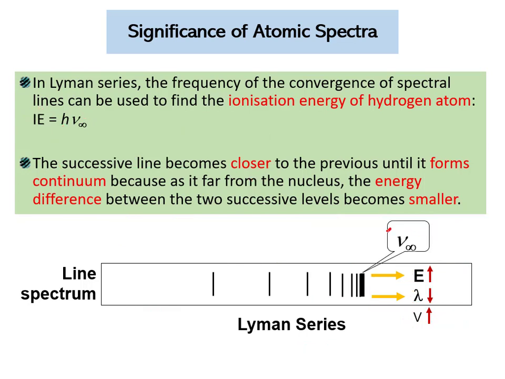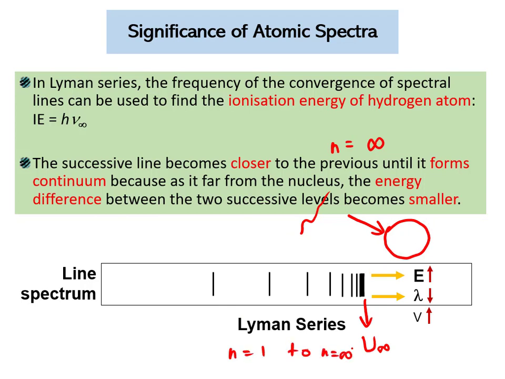What does this frequency at infinity mean? This means the electron of the hydrogen atom has been ionized, it has been removed at n equals to infinity. So this is referred to as the frequency at infinity. It means the electron has been removed from n equals to 1 to n equals to infinity.